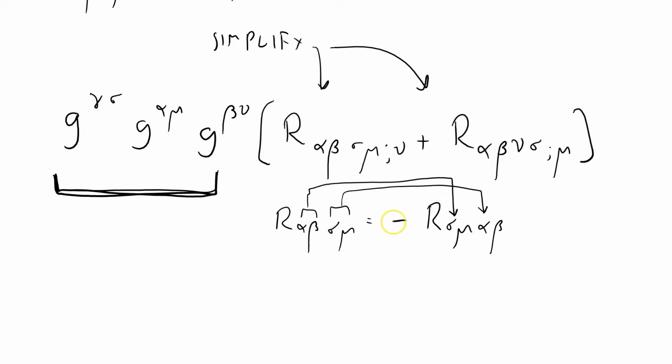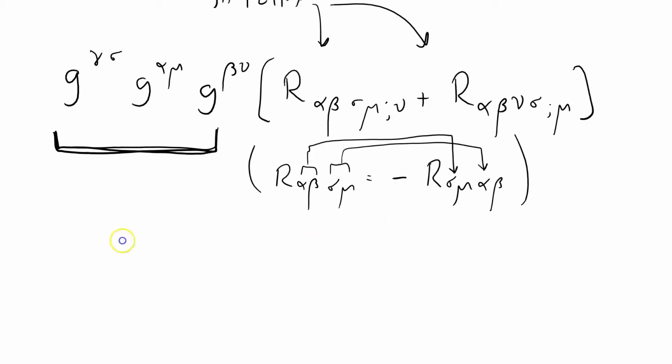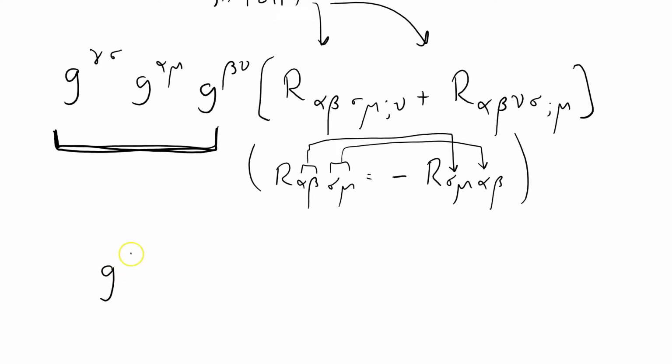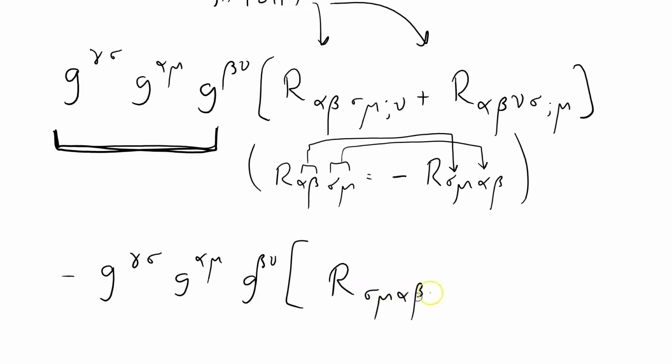if we change the sign. So I can use that here. So what does that give us? That gives us G gamma sigma, G alpha mu, G beta nu, copying from here, minus this, R sigma mu alpha beta semicolon nu plus R nu sigma alpha beta semicolon mu. That's what I've got there.